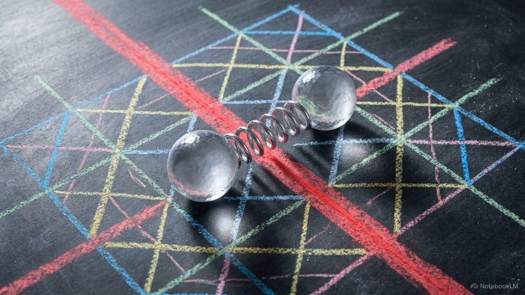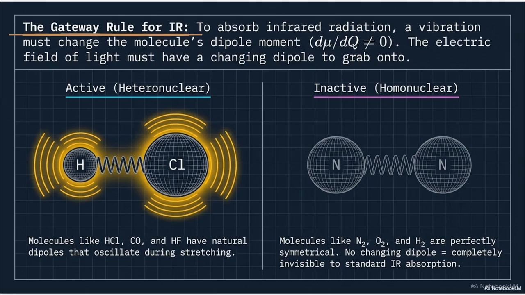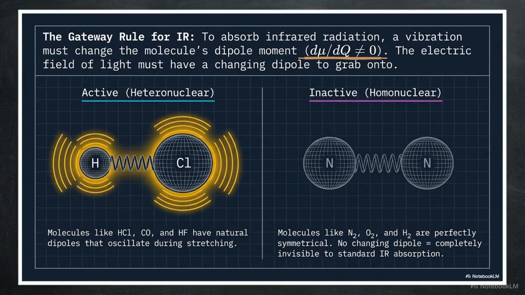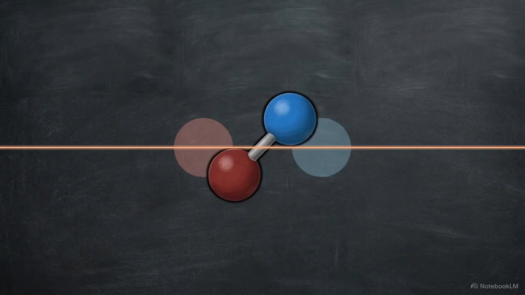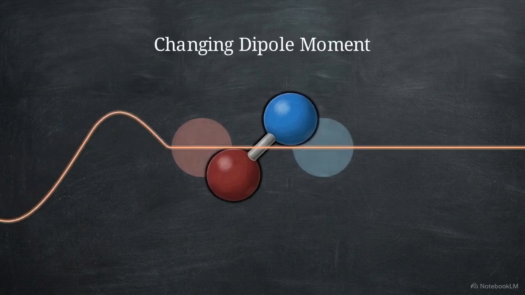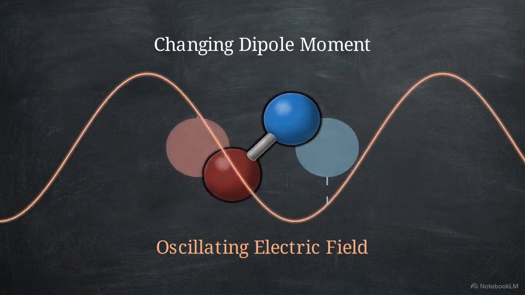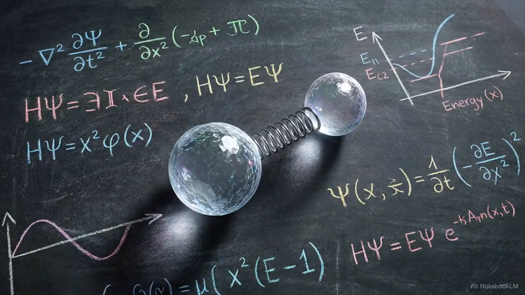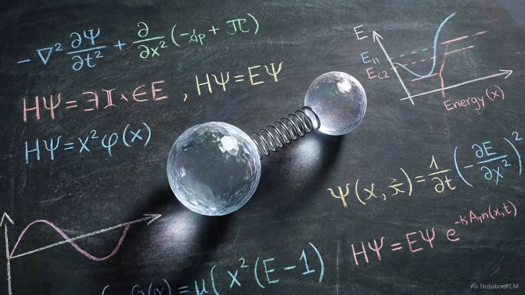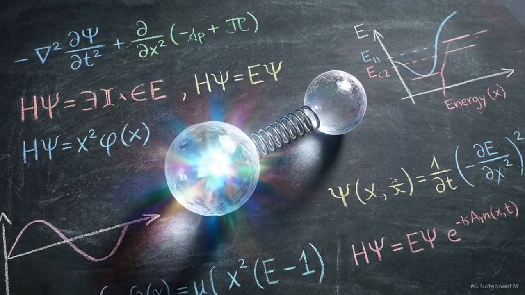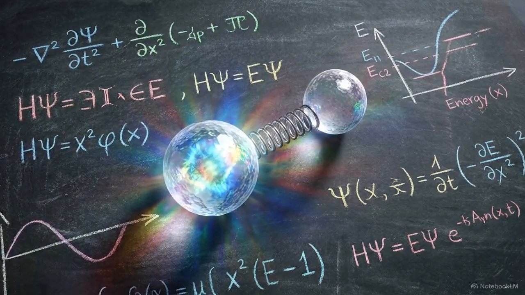Establishing these energy levels allows us to measure them by observing how the molecule absorbs infrared light. This diagram outlines the specific gateway rule for infrared absorption. To absorb an infrared photon, the molecule's vibration must change its dipole moment. The vibration must physically alter the charge distribution so that the oscillating electric field of the light has a changing dipole to grab onto. Heteronuclear molecules like hydrogen chloride and carbon monoxide are highly IR active. Their naturally asymmetrical charge distribution oscillates prominently during stretching.